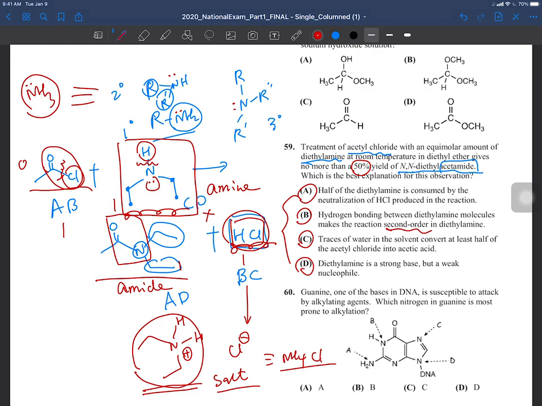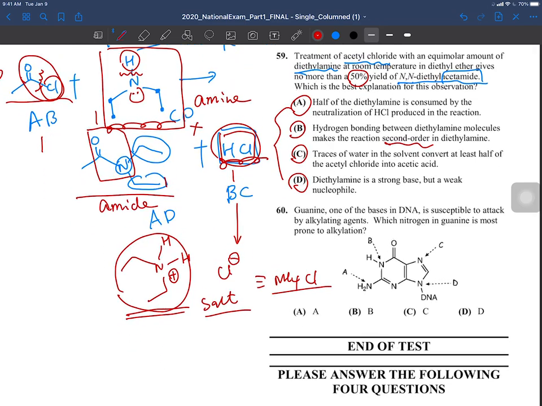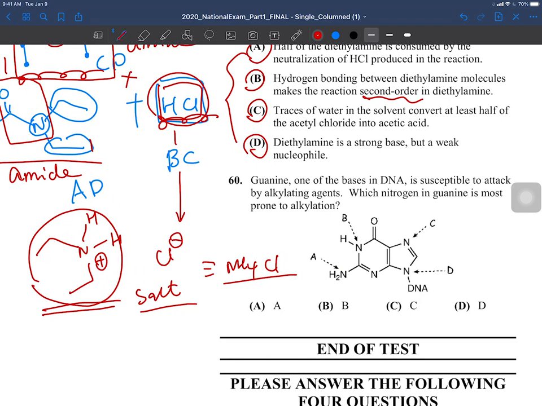Okay, the next one is number 60, which is the last one. Oh, biochem is something no student really likes. Biochem, because every year it's always a very weird question for most of the years. It's asking which nitrogen in guanine is most prone to alkylation.